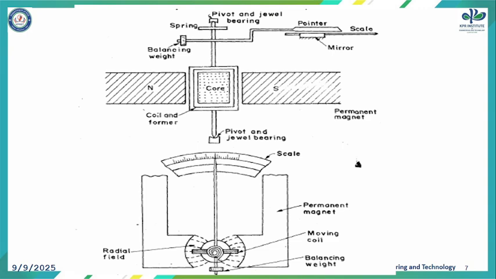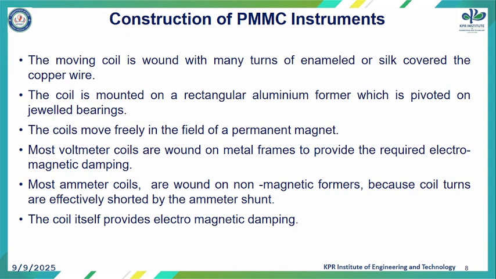This is a simplified diagram of the permanent magnet moving coil instrument. As in the previous diagram, it consists of a permanent magnet, pivot and jewel bearing setup. Again we have a balancing weight, pointer, and the pointer points directly to the scale. Under the scale we have a mirror mechanism. In order to prevent parallax error, we use a mirror in the voltmeter or ammeter, and we have a spring mechanism also in the case of permanent magnet moving coil instruments.